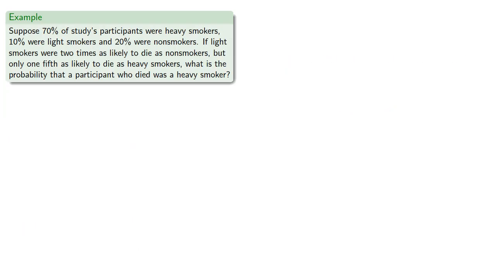Or we could consider one more case. Suppose 70% of a study's participants were heavy smokers, 10% light, and 20% were non-smokers. If light smokers were 2 times as likely to die as non-smokers, but only 1/5 as likely to die as heavy smokers, what was the probability that a participant who died was a heavy smoker?